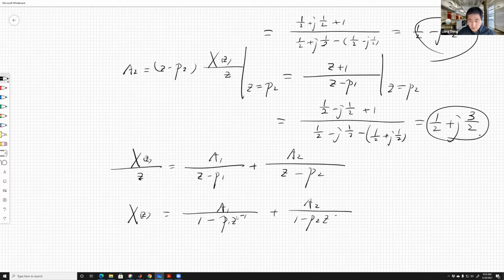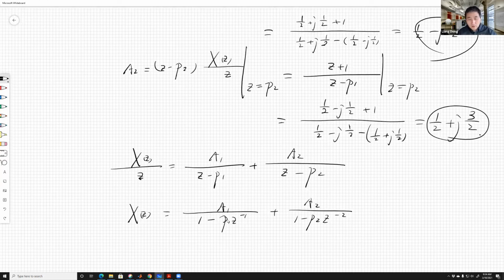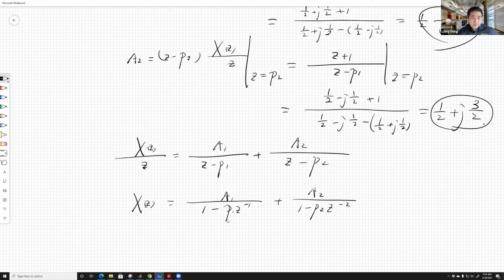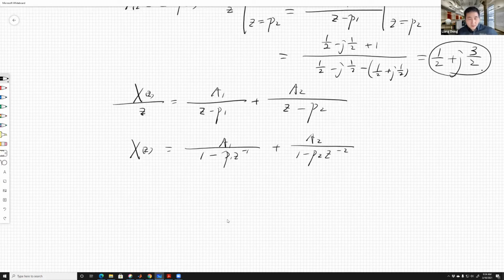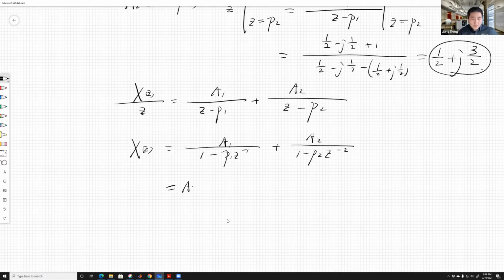P2, Z to the power -2, right? And I know I already calculated P1, P2. I calculated A1 and A2. Therefore, using the Z transform, you can either go for the table, or it's very easy. This is just first order on the denominator. It's very easy. So the first term is A1 times what? We should know that, right? P1 is a pole, so it's a root. It's P1 to the power n plus A2 times P2 to the power n.